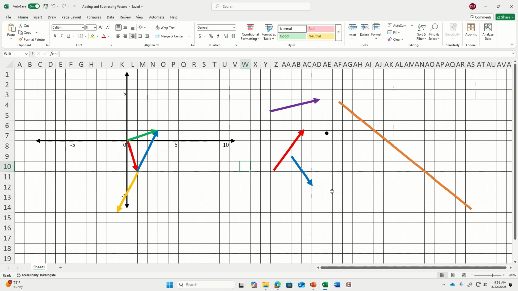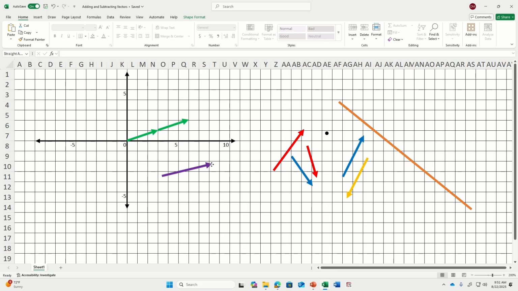What else? If I wanted to multiply a vector by a scalar, like if I want to multiply this green vector by the scalar 2, then I would end up getting a vector that is twice as long as the green vector pointing in the same direction. That's what 2 times the green vector would look like. Okay.